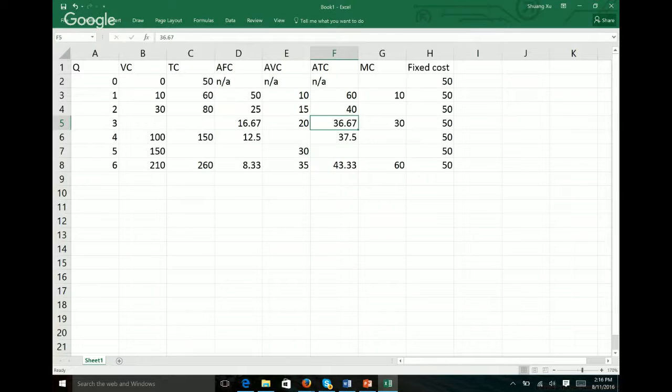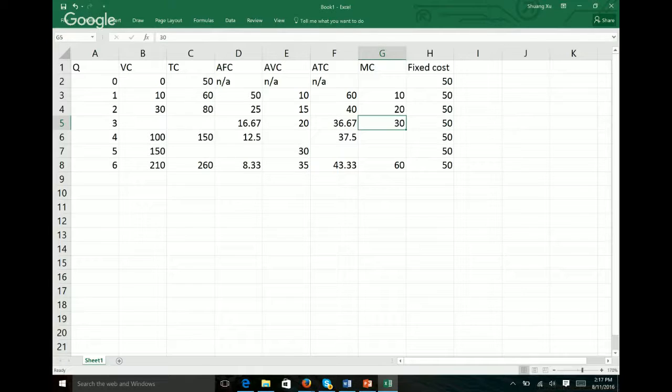Now, marginal cost. Marginal cost is the difference between each level of production. So this $10 is the difference between your 50 and 60. And then for your second unit, the marginal cost will be the difference between your 80 and 60. So when you produce 1, it costs you 60. When you produce 2, it costs you a total of 80. So your marginal cost for the second unit is just 80 minus 60. Okay, so remember the marginal cost is the difference between each level of production.